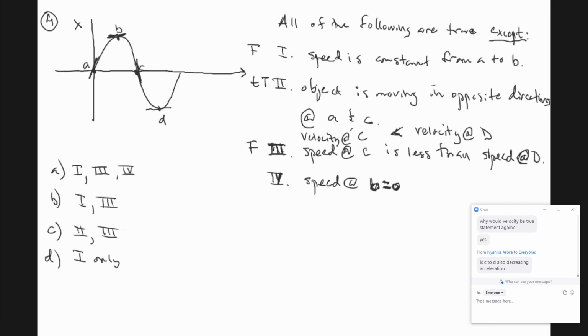Oh, more questions. Is C to D also decreasing acceleration? You're negative, but then you're slowing down to come to a stop. Yes, it's also decreasing acceleration, or decreasing velocity in the negative sense. Correct. You got it. Doesn't it feel great? Physics is making sense.